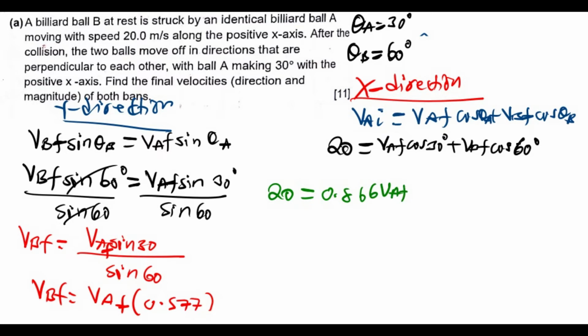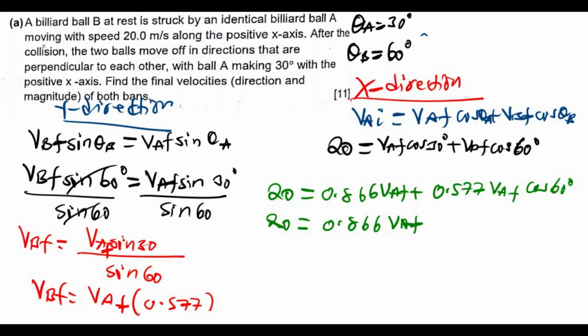Then VA final plus. So where there is VB, we replace it with 0.577 VA final, then times cos 60. So I'm going to say 20 is equal to, I will write this the way it is, then VA final plus, let's first do what is cos 60.